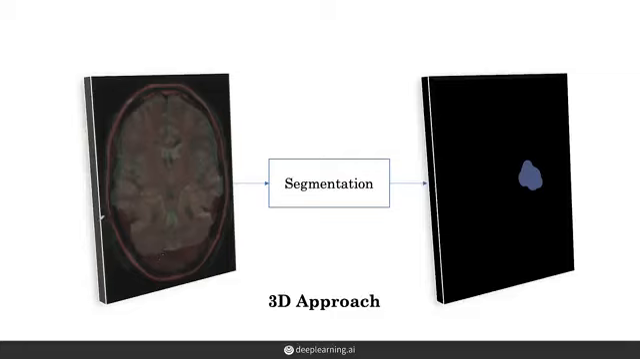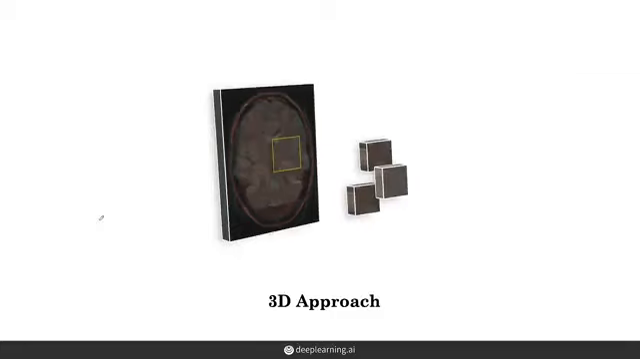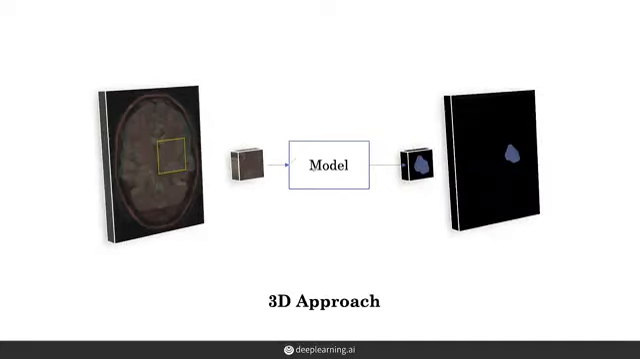In the 3D approach, we break up the 3D MRI volume into many 3D subvolumes. Each of these subvolumes has some width, height, and depth context. So like in the 2D approach, we can feed in these subvolumes now one at a time into the model and then aggregate them at the end to form a segmentation map for the whole volume.